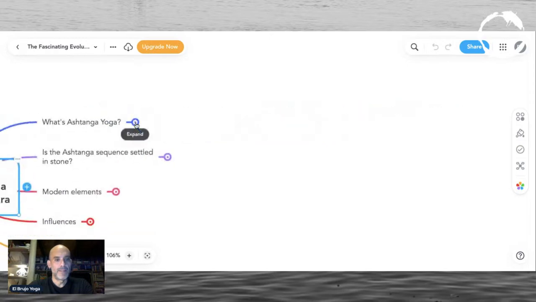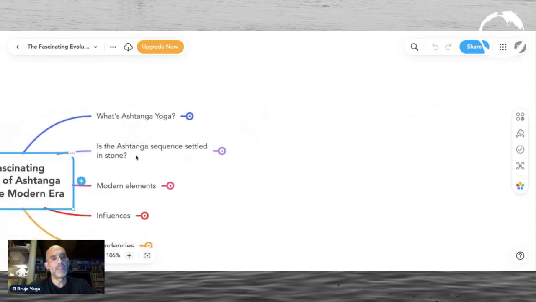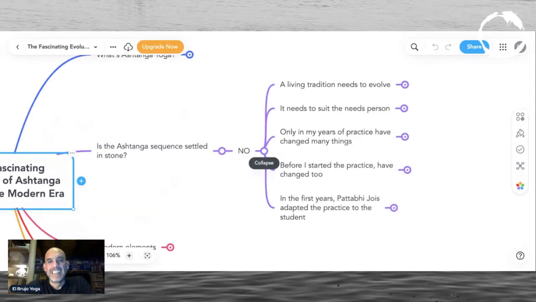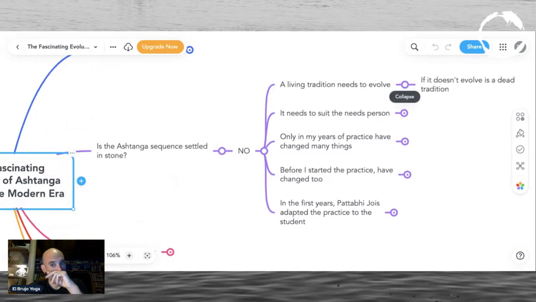Now, second part: is the Ashtanga sequence settled in stone? No, it's not settled in stone. It's a living tradition and needs to evolve. And if it doesn't evolve, it's a dead tradition. So it should evolve all the time, and it's actually evolving. It needs to suit the person. It should be supportive to everyone. So you practice, and it has to support your life. You shouldn't become a slave of the practice, because if not, you get screwed.